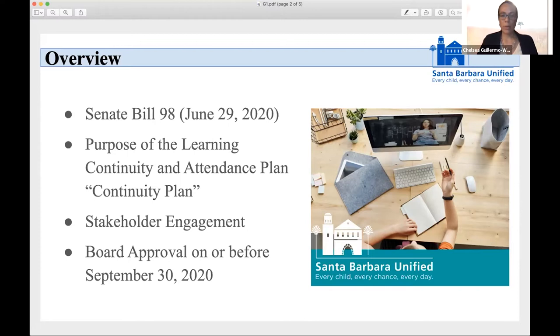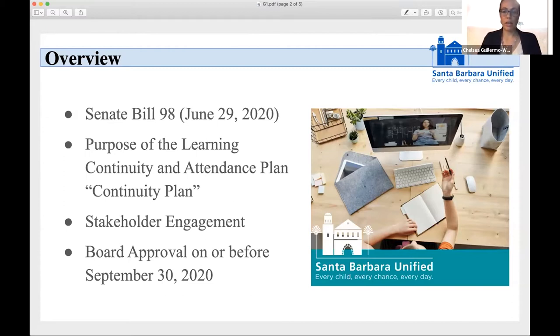So again, the purpose of the continuity plan really is to summarize the stakeholder engagement and planning that we have already been doing and will continue to do as we plan for reopening school, and to make explicit the actions and expenditures necessary to implement the plan regardless of funding source. So in this way, it's very different from the LCAP. The requirements for stakeholder engagement, however, are very similar to the LCAP.